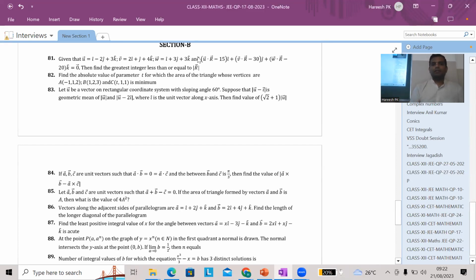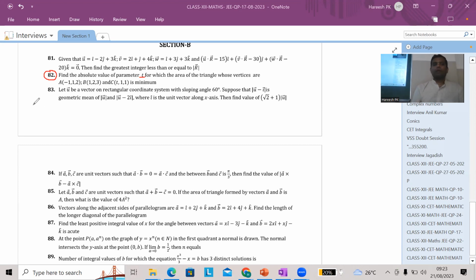82nd question we shall first take up. How do we solve the 82nd question? Who has solved the 82nd question? Find the absolute value of the parameter t for which the area of this triangle is minimum. Whenever the area of a triangle is given, what is the formula that we use?